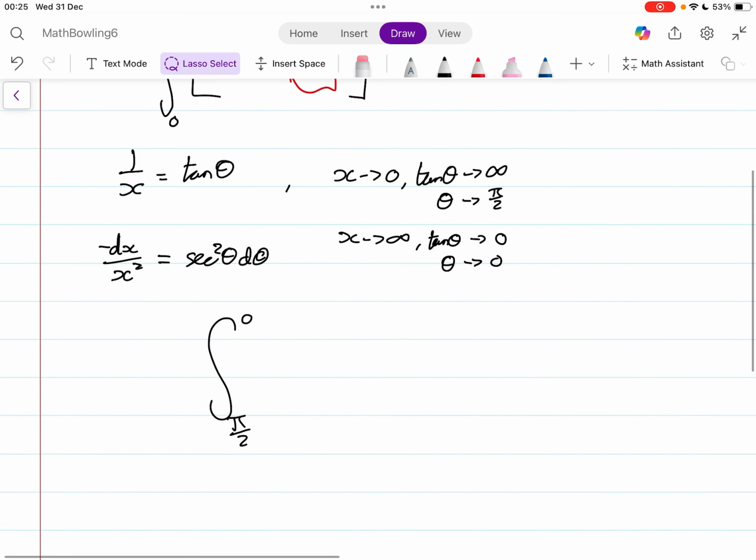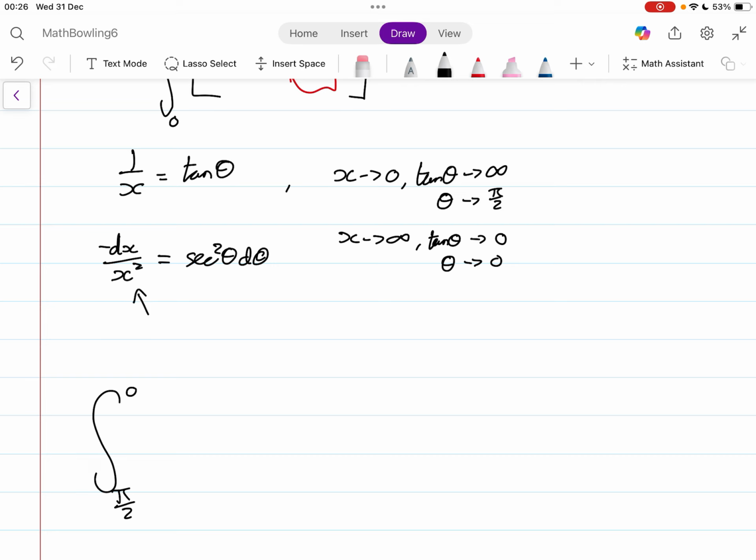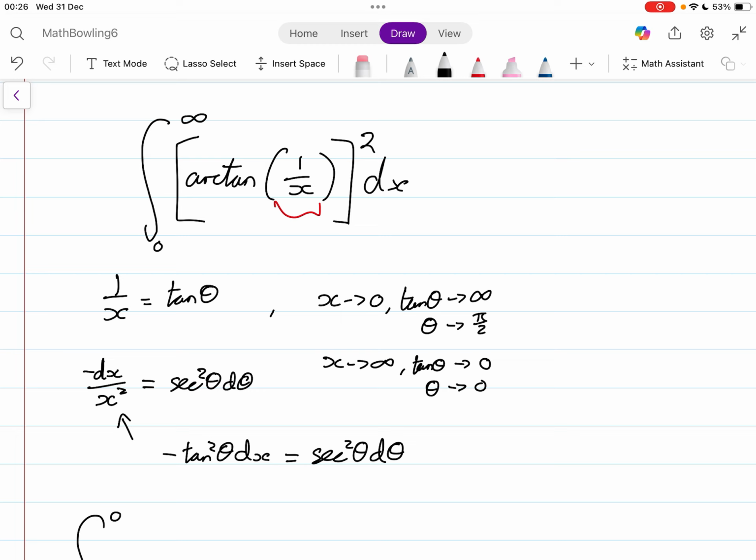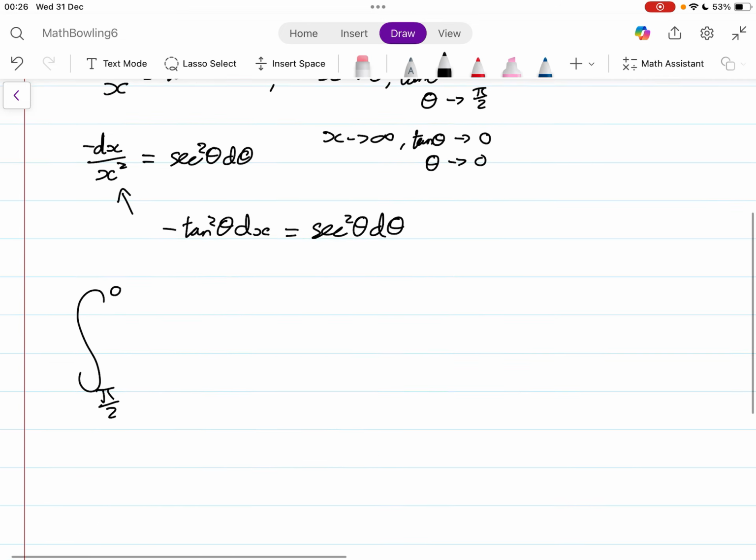When we're sorting our differential, this here is going to be negative tan squared theta dx equals sec squared theta d theta. The reason for that is I'm just subbing this into this 1 over x squared. This is useful because it gives us everything in terms of theta. Sometimes you don't want to do stuff like this. You don't want to force the subs. You want to see if stuff's going to cancel out first. But in this case, it's not going to cancel out.